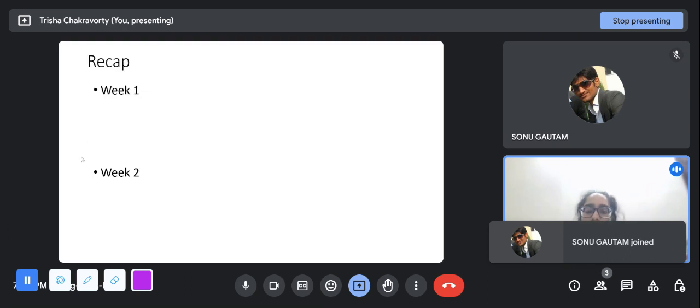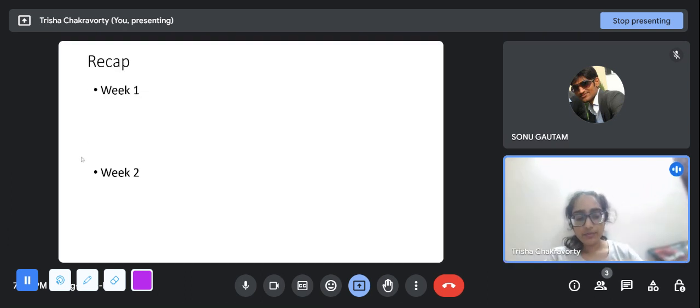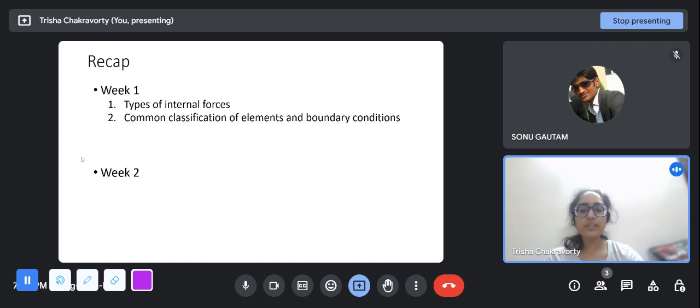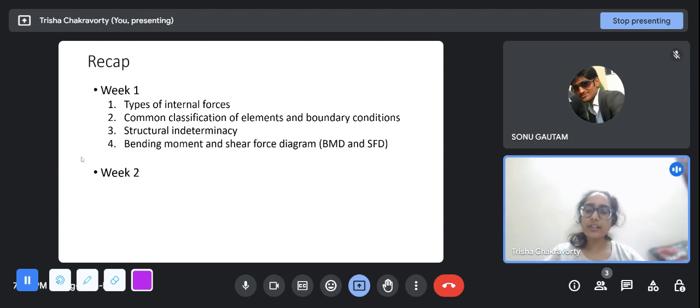We start with a brief recap of the previous weeks. In the first week, we first looked at the types of internal forces, the basic four types: bending moment, shear force, axial force, and torsional moment. Then, at the common classification of the real life structural elements, based on how we idealize them, for example, beams, trusses, frames, and boundary conditions like hinge support, roller support, fixed support, and internal hinges. And at structural indeterminacy, which is a very important concept of structure analysis. And finally, we looked at the bending moment diagrams and shear force diagrams of beams.